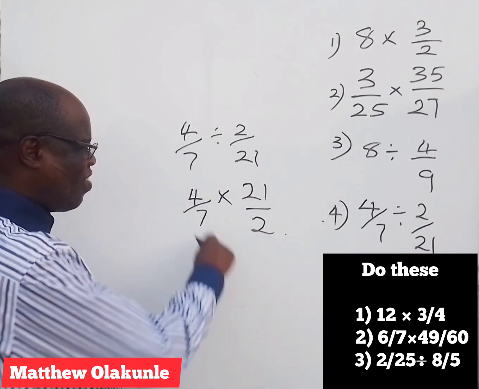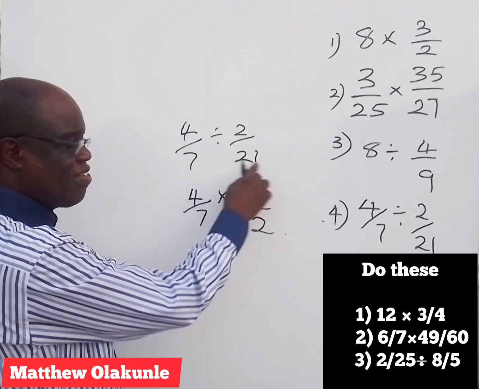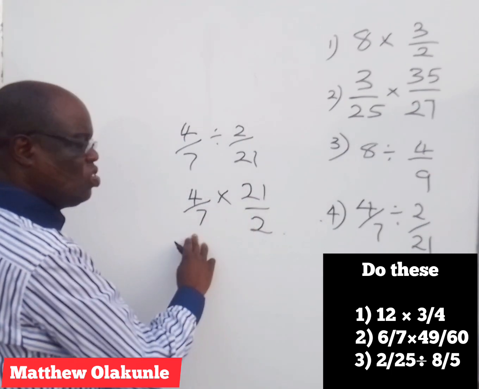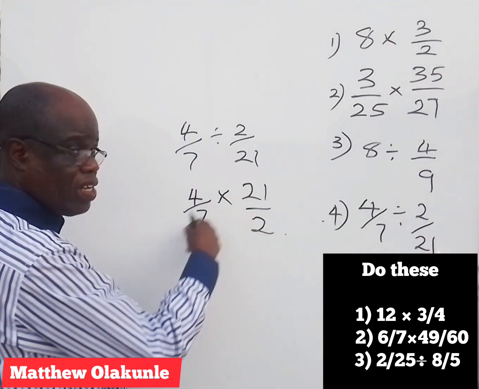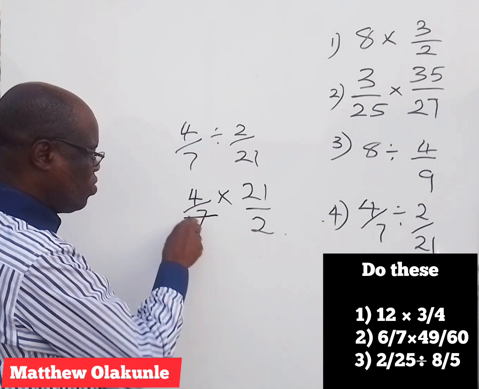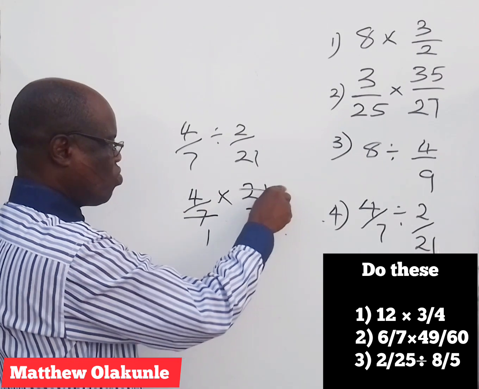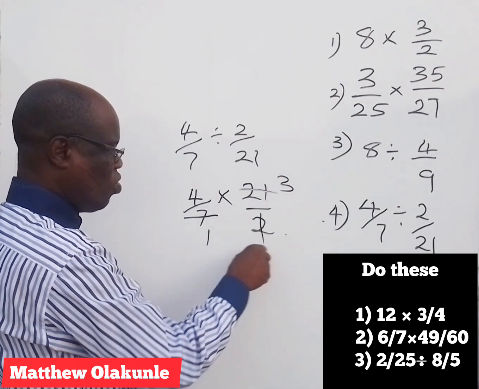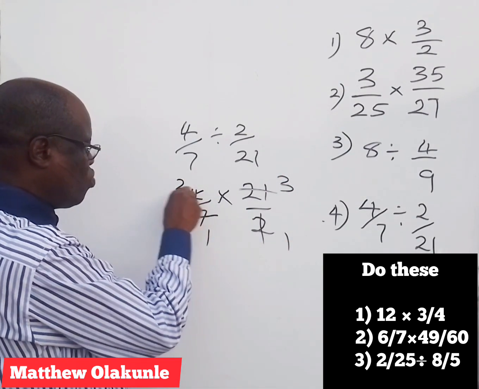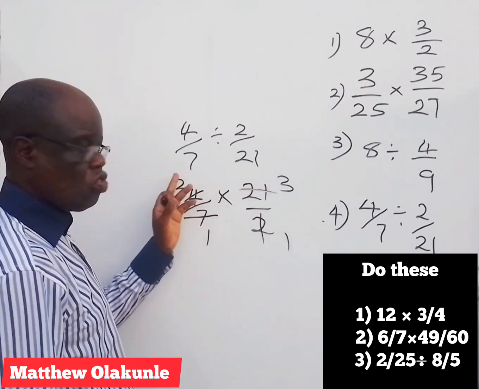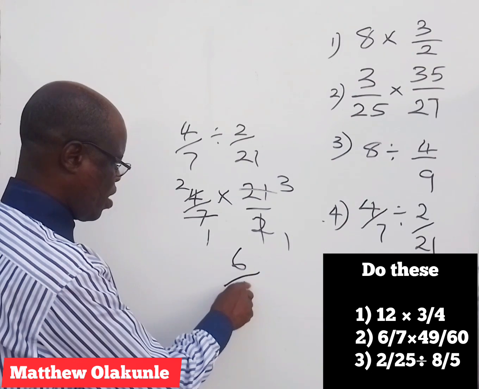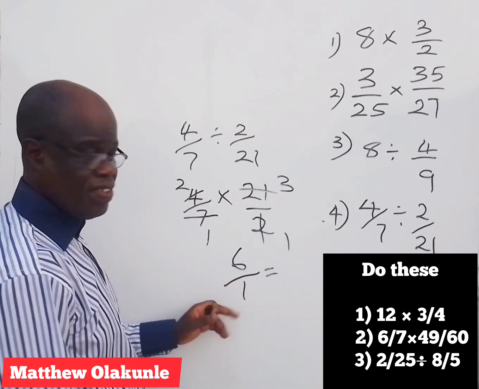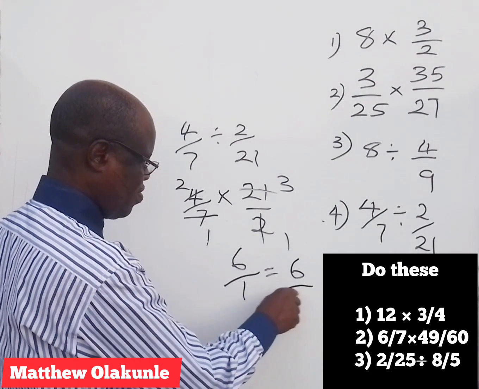Then you can either multiply this by this and divide it by the multiplication of 7 and 2. But I prefer to work diagonally this way. 7 goes here, 1. 7 goes in 21, 3. 2 goes here, 1. 2 goes here, 2. Then you multiply the ones on the top. 2 times 3 is 6. 1 times 1 is 1. So 6 over 1 is the same thing as 6.